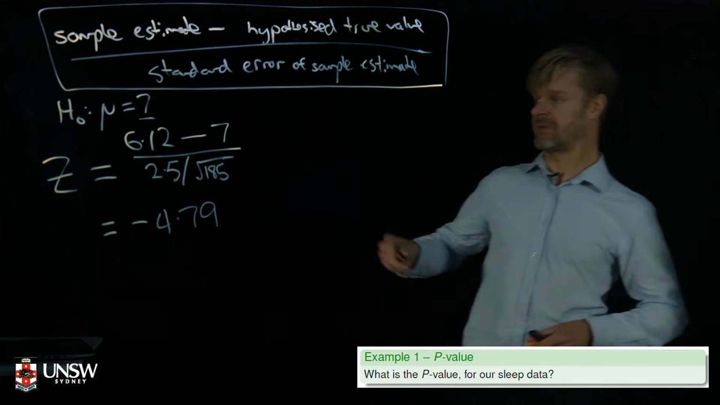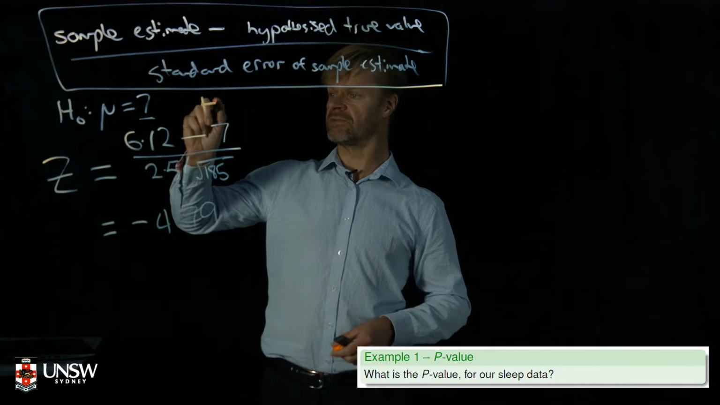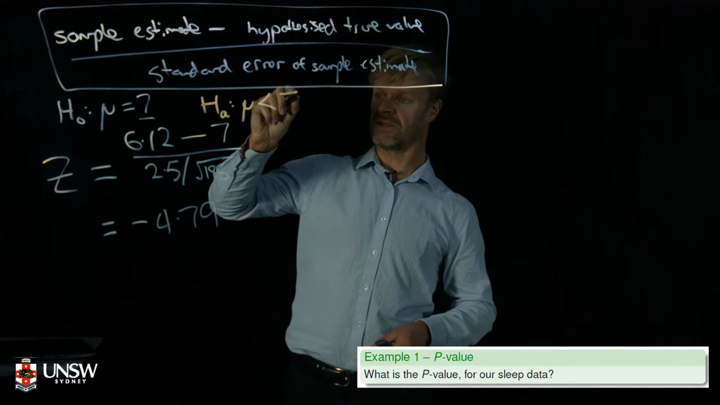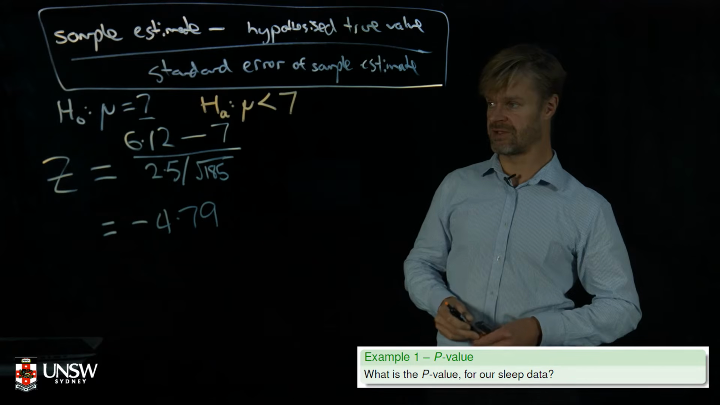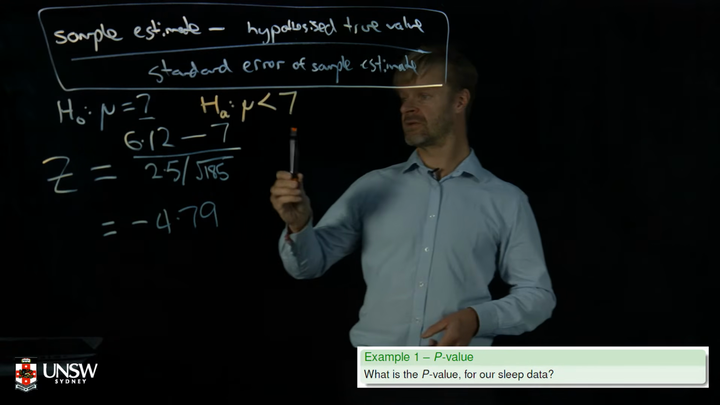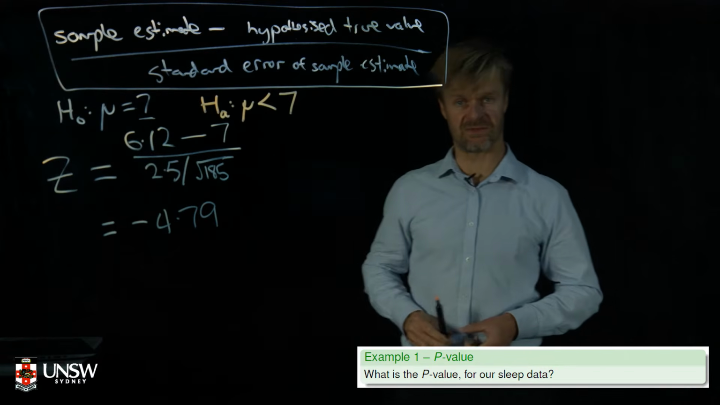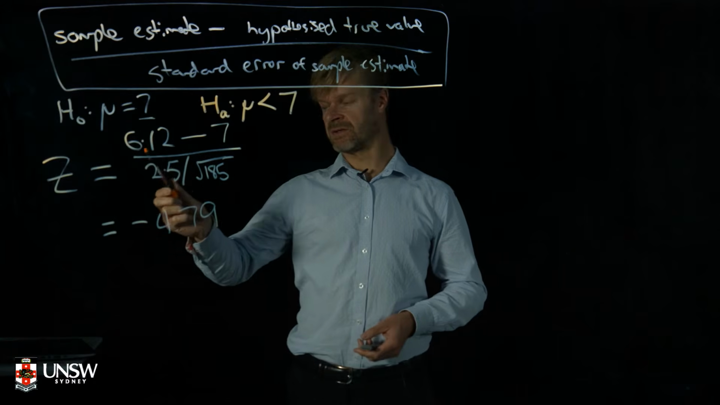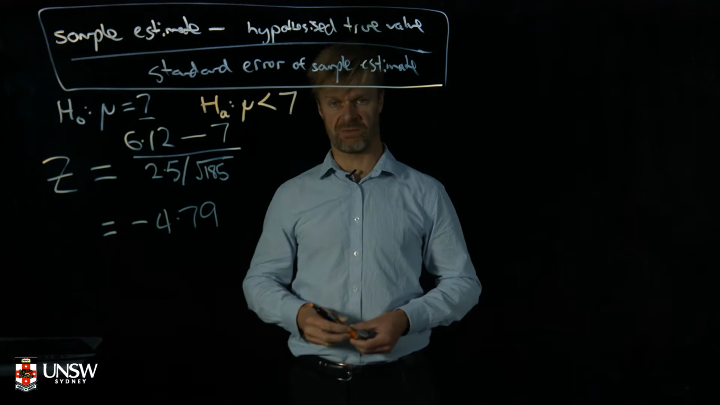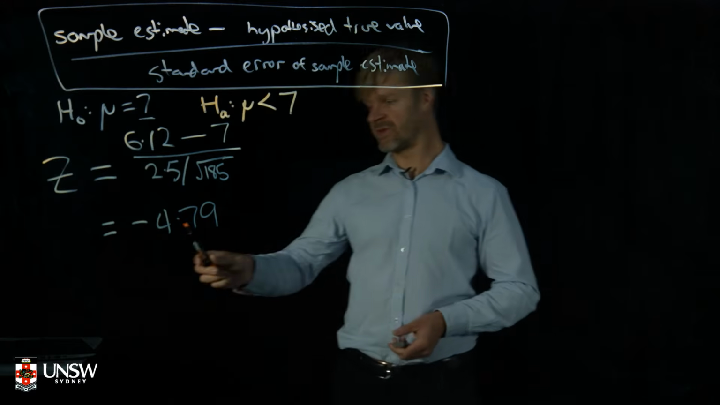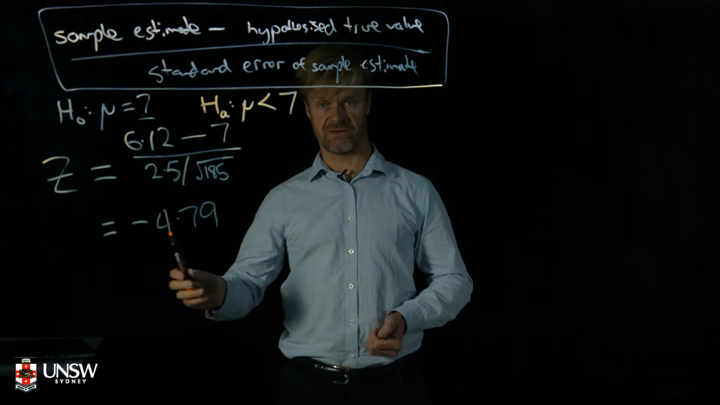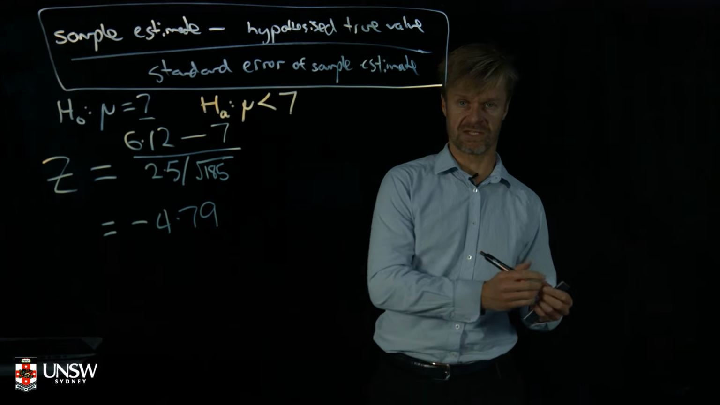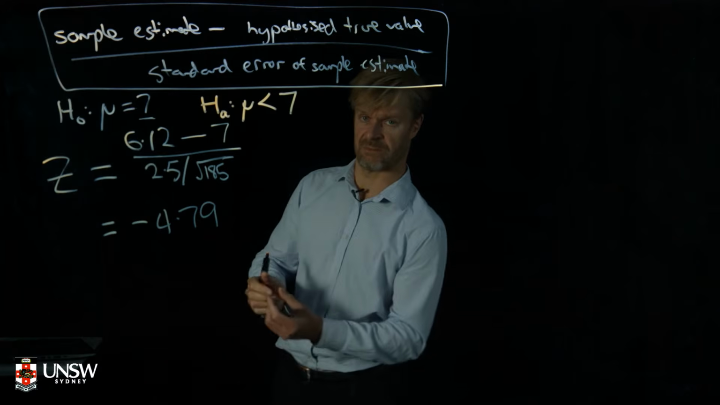In this case, in the sleep example, we wanted to know if we had evidence that students are sleeping less than they're recommended to by the National Sleep Foundation. We want to know if we've got evidence that the true mean is less than 7. So when we look at our data, we say, is this small? Is this unusually small? Is 6.12? And when we look at this Z statistic, this 4.8 standard errors below 7, we say, is this unusually small? Is it unusual to get further than 4.8 standard errors below a mean?